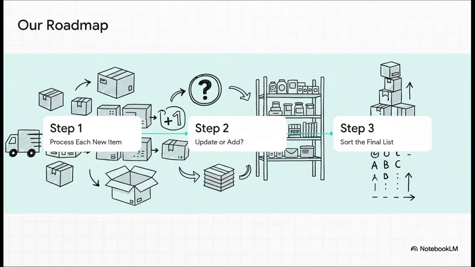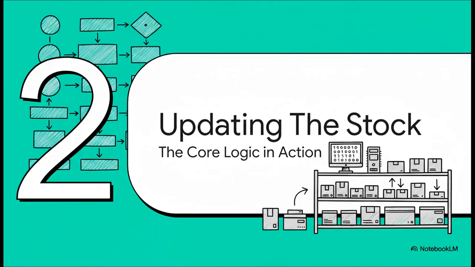It's super straightforward. First, we're going to go through the new delivery, one item at a time. For every single item, we have to make a choice. Is this already in our inventory? If it is, we just update the number. If it's not, we add it as a new thing. And then finally, once all that's done, we just tidy up by sorting the whole list alphabetically. See? Simple. All right, enough talk. Let's actually put this plan into action.